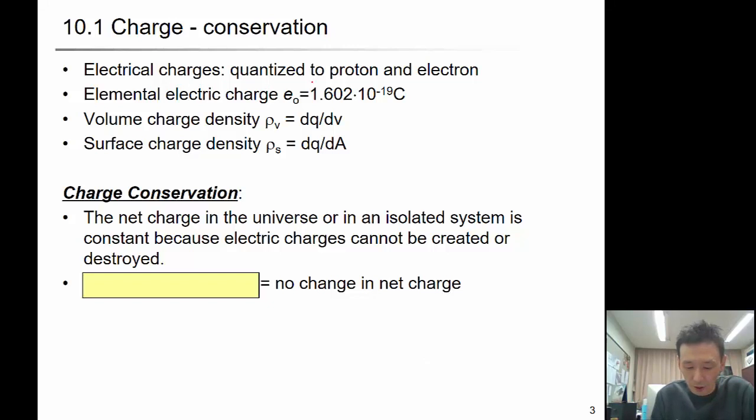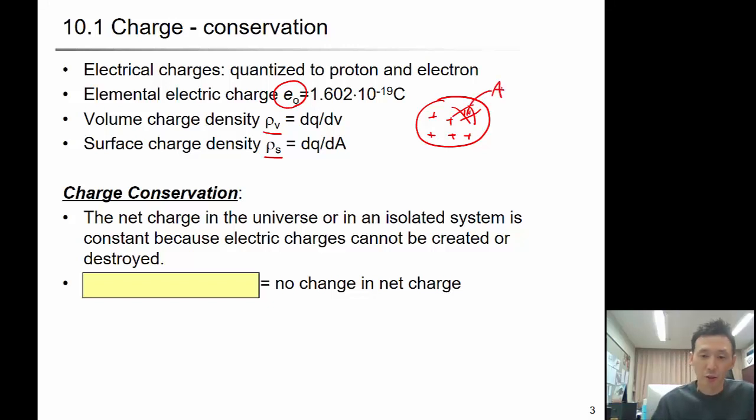Electrical charge is quantized into protons and electrons, and the elemental electrical charge is that of one electron, which has this much electrical charge. The volume charge density is rho v and the surface charge density is rho s. Volume charge density means how many charges are inside a certain volume, and surface charge density is how many charges are on the surface of a certain area.